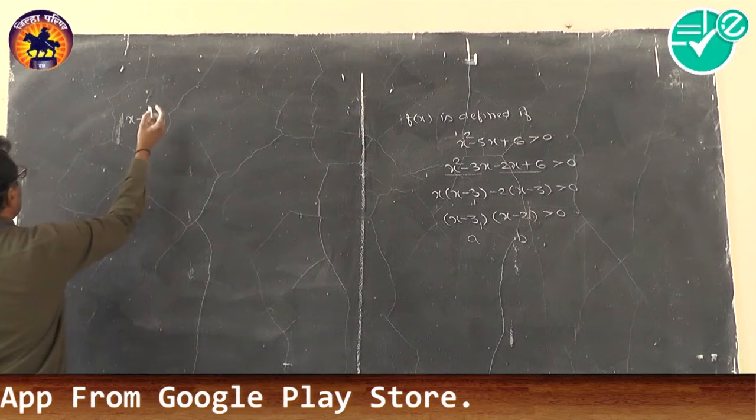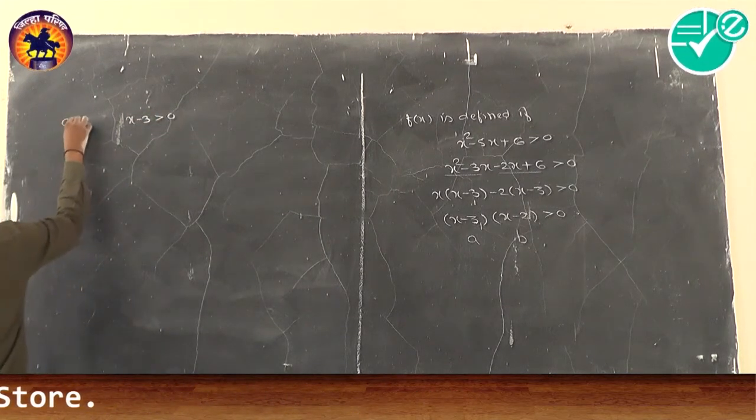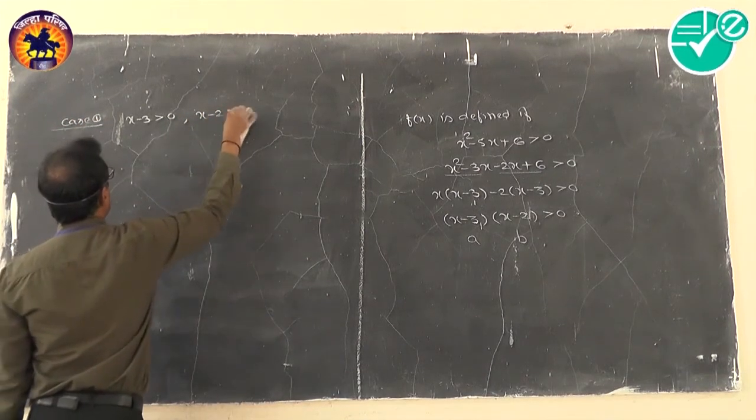This x minus 3, it is greater than 0. We will take first case. Suppose case number 1, x minus 3 is greater than 0, x minus 2 is greater than 0.